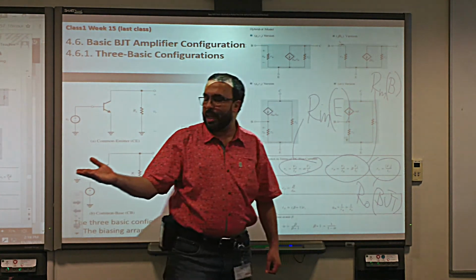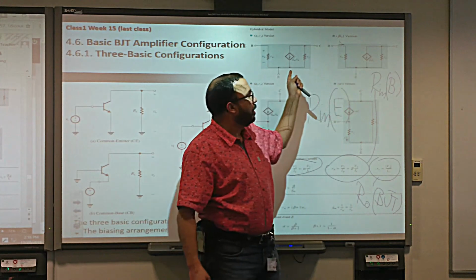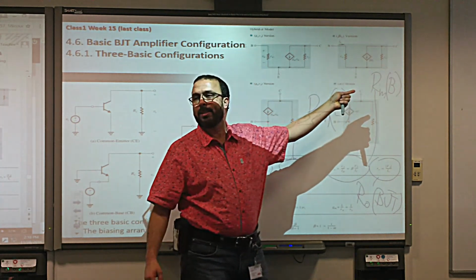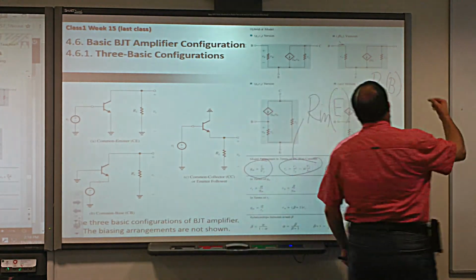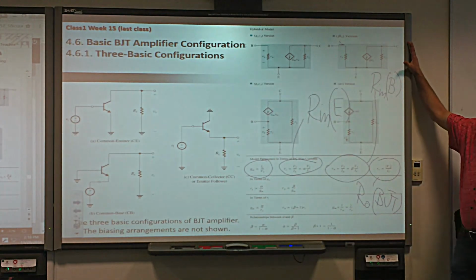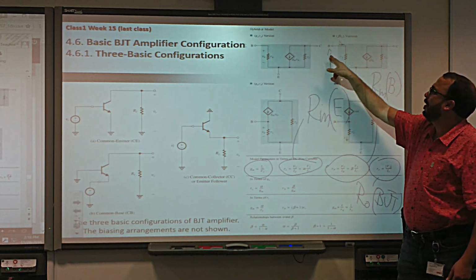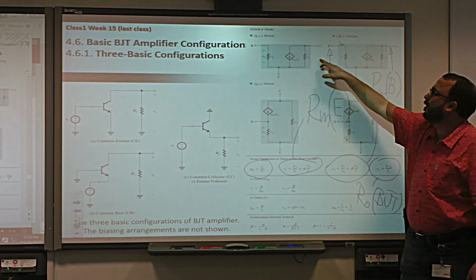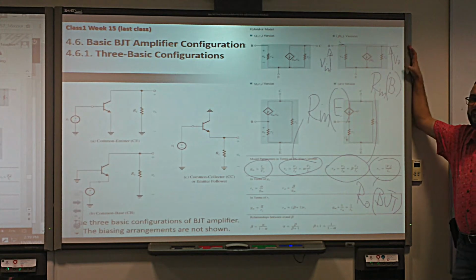And we can explain that very easily. If you look at this model, which is one of the models of the BJT, it's the pi model, and this is the T model. The pi model, to know the output resistance of the BJT here, what's the first thing we need to do? Say the input is here, and the output is here. So this is the in, and this is the out.